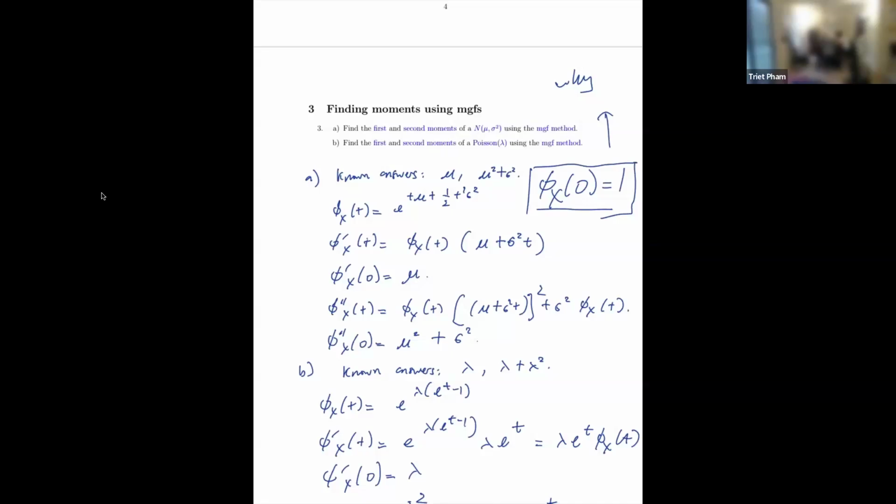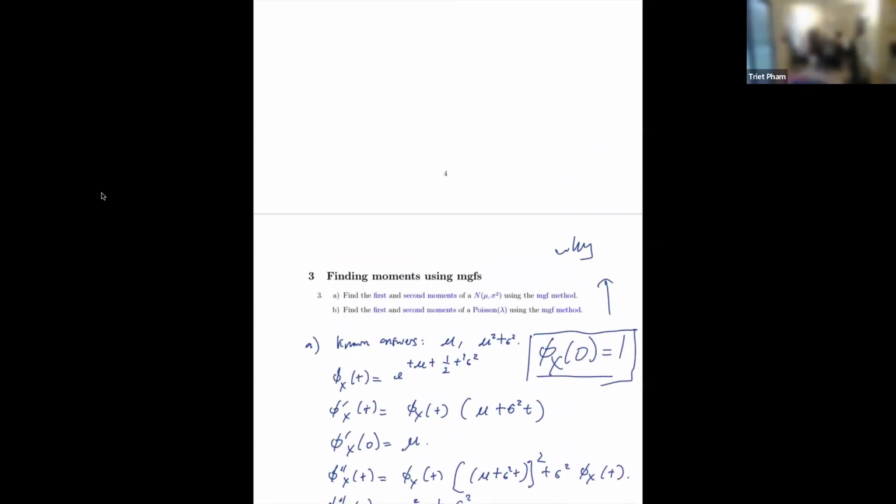Well, the answer comes from the definition. Phi x of t is the expectation of e to the tx. So phi x of 0 is e to the 0x, but of course that's 1. Any question?